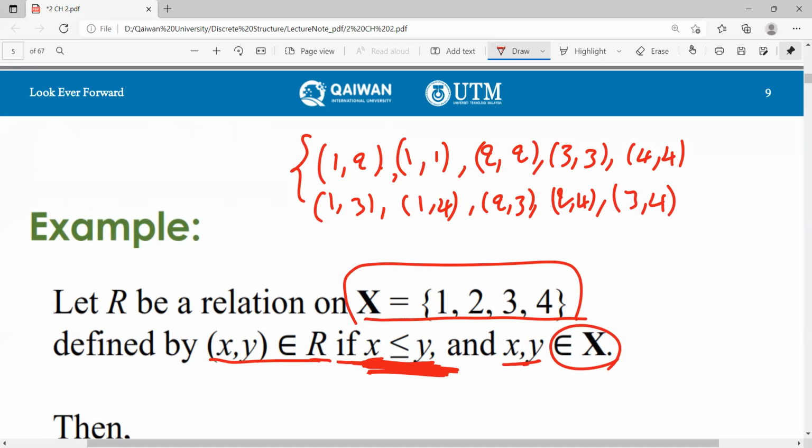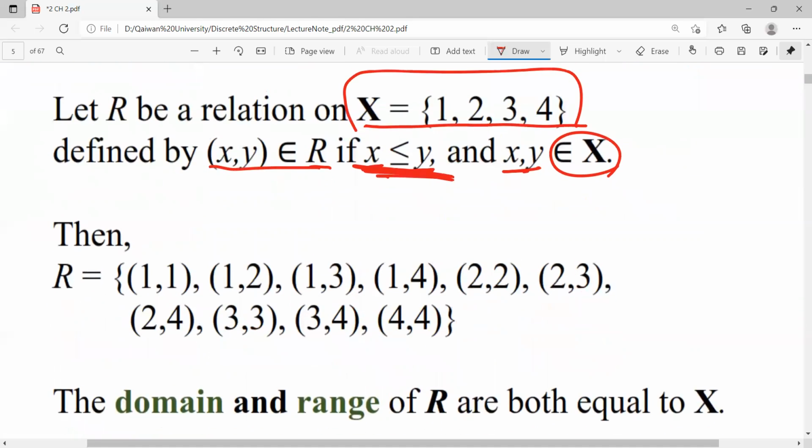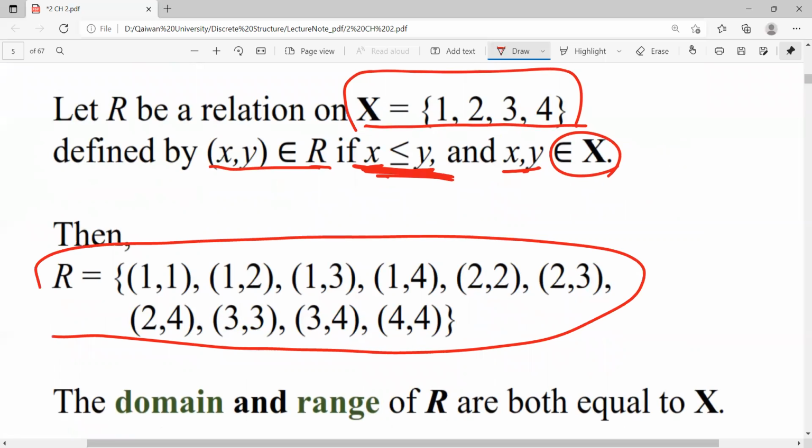Do you have any other numbers? Will any other two numbers satisfy this condition? There are no more numbers in the set X that will satisfy the condition. The condition is x is less than or equal to y. That means the first number is less than or equal to the second one. So these are the elements of the relation. This is the relation.